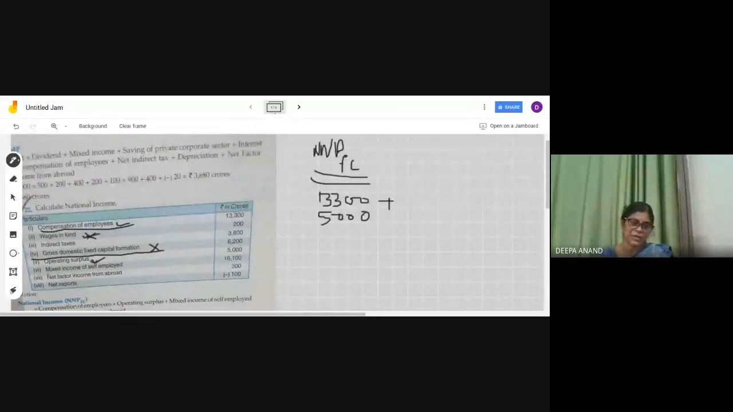Okay, compensation में employee में नहीं आएगा, operating surplus में भी नहीं आएगा, mixed income में भी नहीं आएगा. Then operating surplus हो गया, then mixed income of self-employed, that is 16,100. Mixed income of self-employed is 16,100.